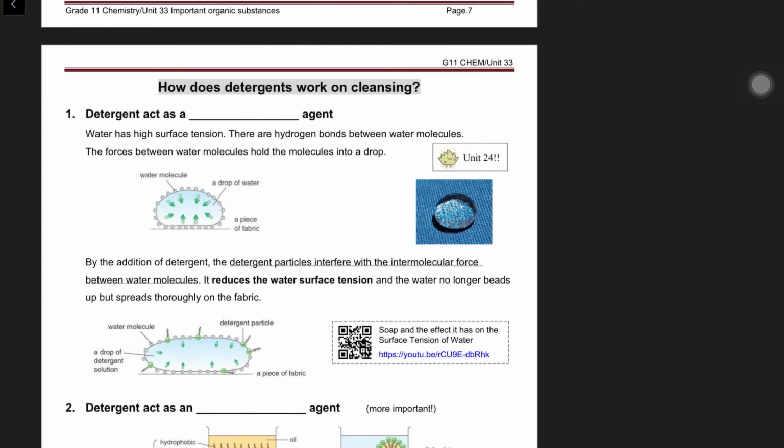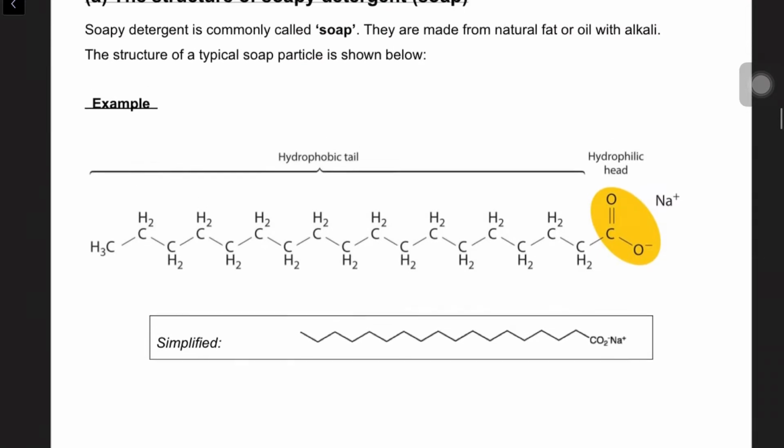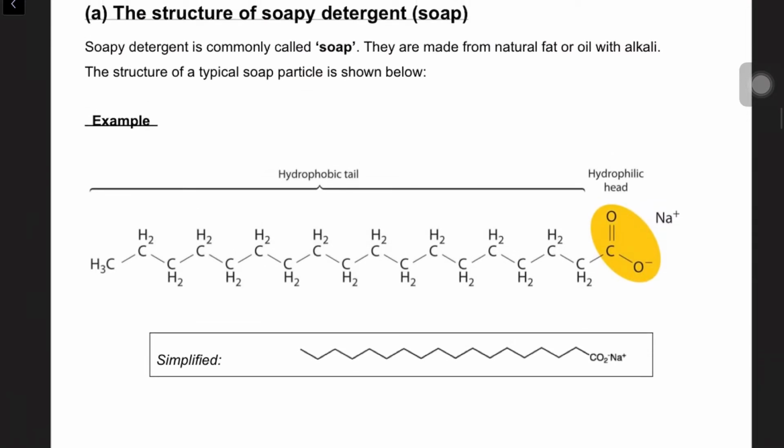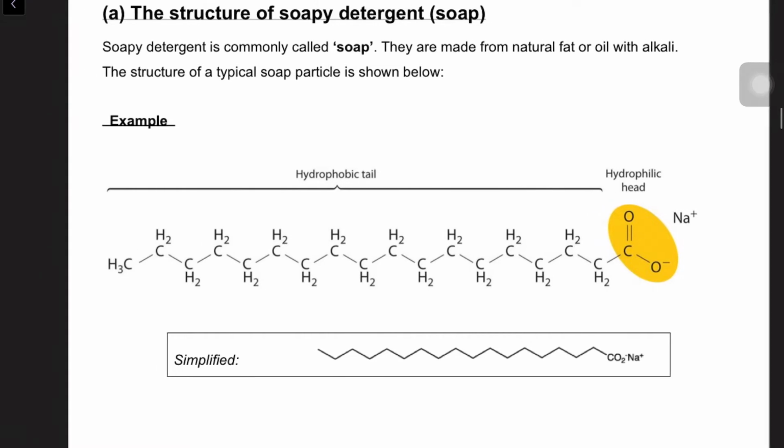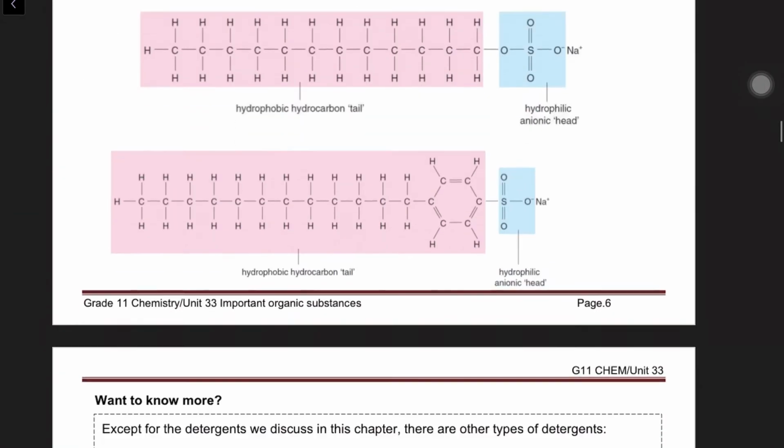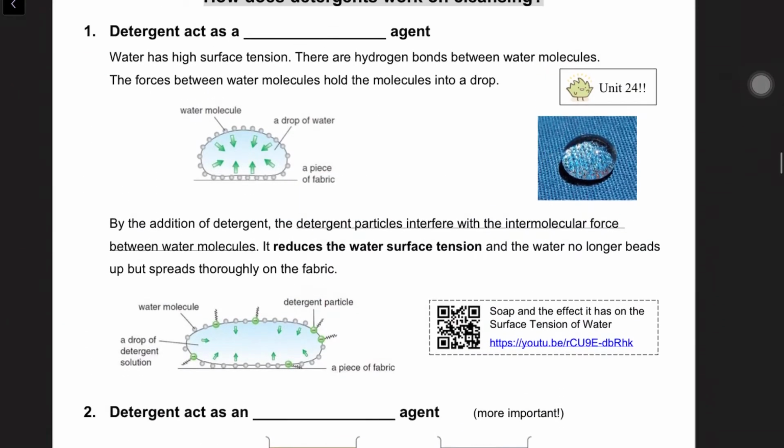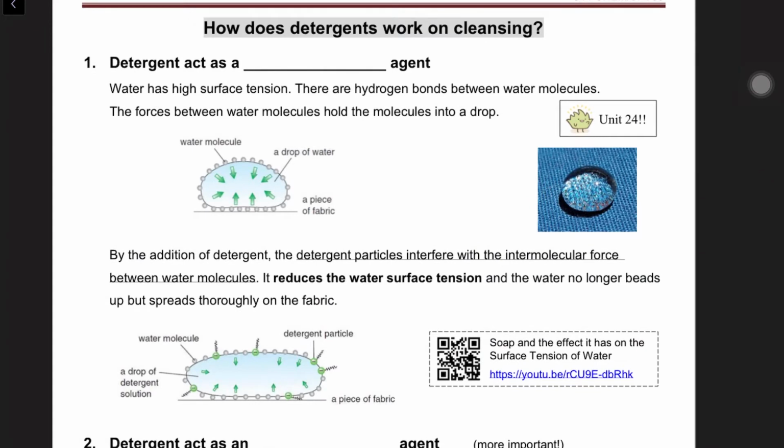So we will continue our discussion on the detergent. Last time, we have seen the basic structure of the soapy and soapless detergent. We can say both of them contain the hydrophobic tail and the hydrophilic head. Today, we will see how the detergent works in cleansing. Now the first one is that the detergent acts as a wetting agent.